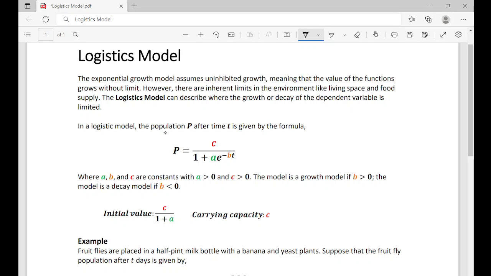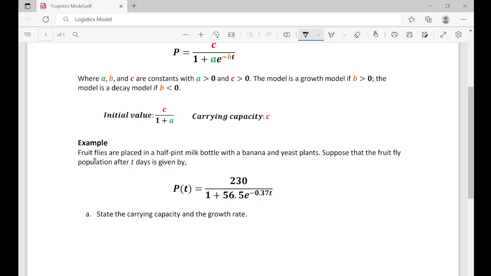In a logistic model, the population P after time t is given by the formula P equals C over 1 plus A e raised to the negative B t, where A, B, and C are constants, with A and C both being greater than 0. Now, if the model is growth, B is going to be greater than 0, and if the model is decay, B is less than 0. Some good facts to know are that the initial value is always going to be C over 1 plus A, and the carrying capacity is going to be just C. So these will come in handy when answering some of these questions.